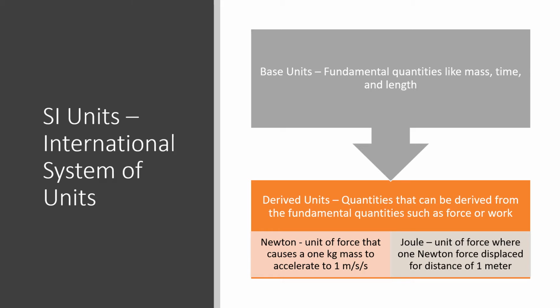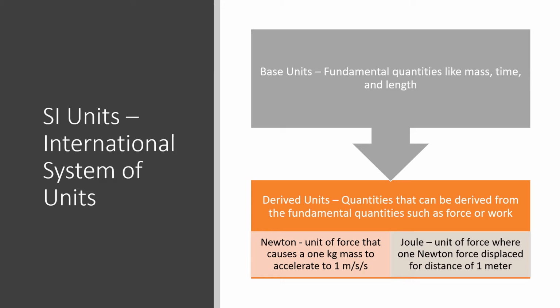All right, so the way it works is the SI units, or International System units, define two types of units. One are the base units. These are for fundamental quantities like mass, time, and length, which you can't really define as a function of any other types of quantities. So that's what makes them fundamental quantities. Other units are derived units. They're quantities that can be derived from these fundamental quantities like mass, time, and length.